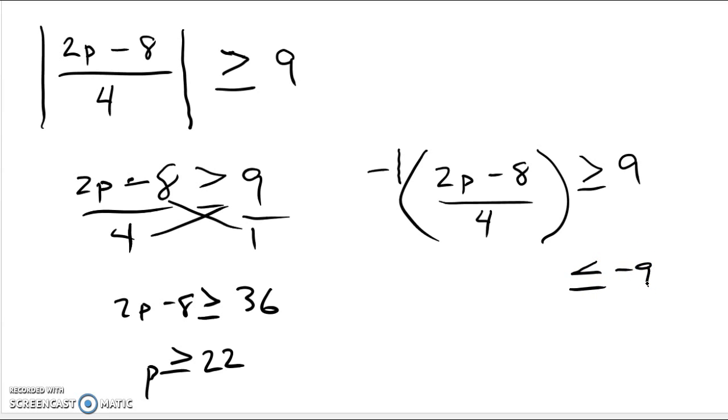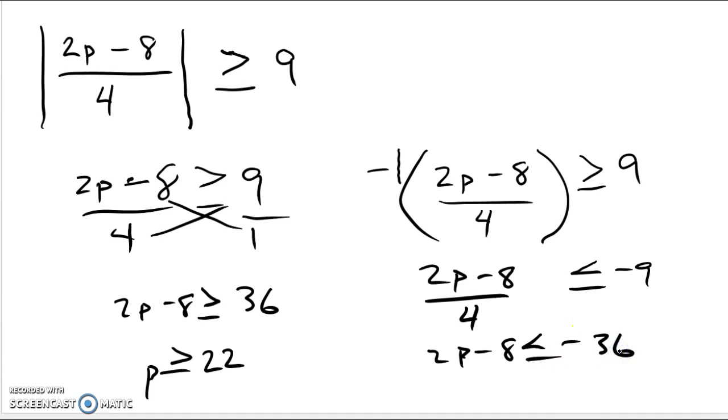And now the parentheses are gone, so I'm just going to solve it from there. And I'm going to do this step by step since I kind of skipped a couple steps in the last one. So we've got 2p minus 8 is less than or equal to -36. I'm going to add 8 to both sides, and I wind up with 2p is less than or equal to -28. Yeah, -28, because you add 8 to both sides. Divide by 2. We find out that p is also less than or equal to -14.